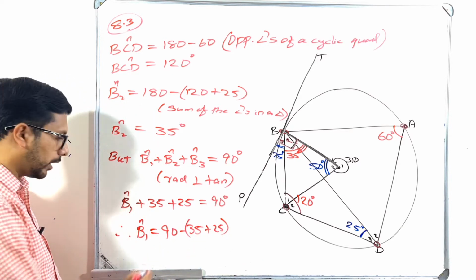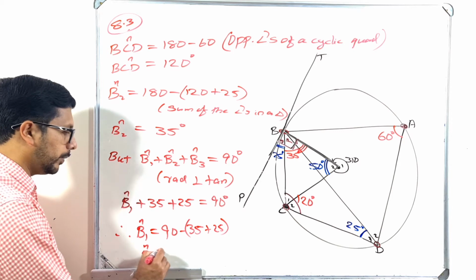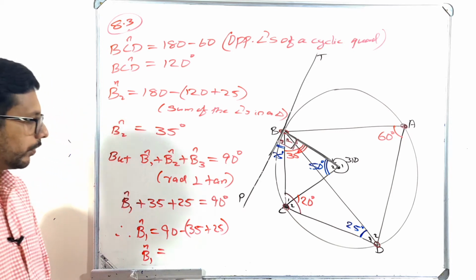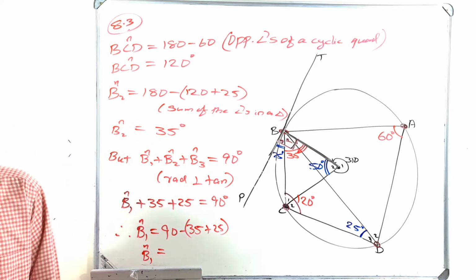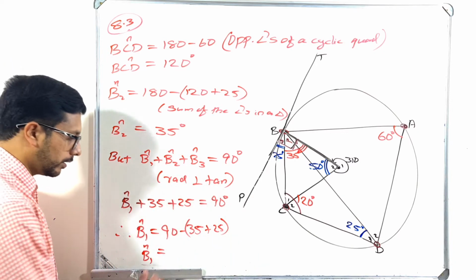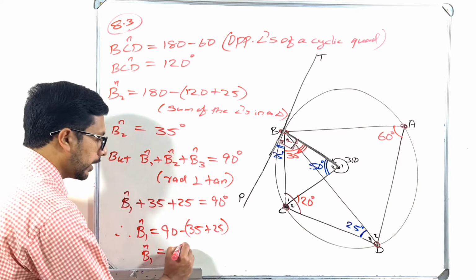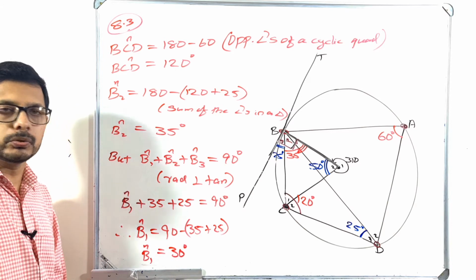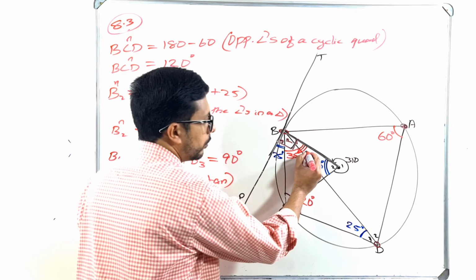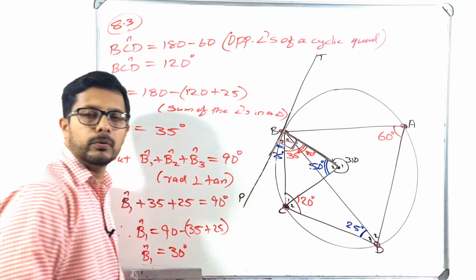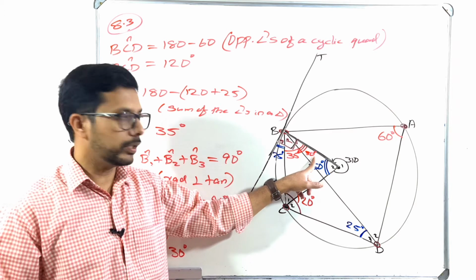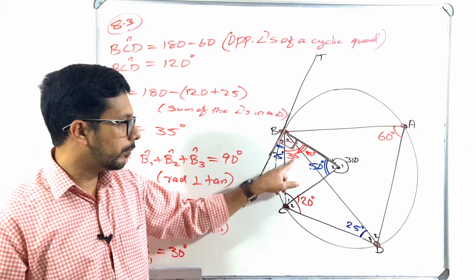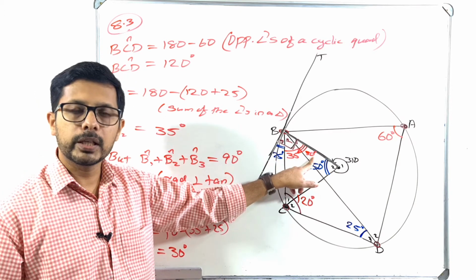So check in your calculator, what is the answer for angle B1? 90 minus 35 minus 25. So check in your calculator. You will get 30 degrees. So what is angle B1? B1 is equal to 30 degrees. Now this is the question: we have to find angle B1. So B1 is 30 degrees. If you add 25 plus 35 plus 30, you will get 90 degrees.